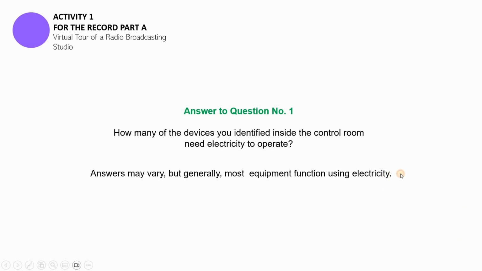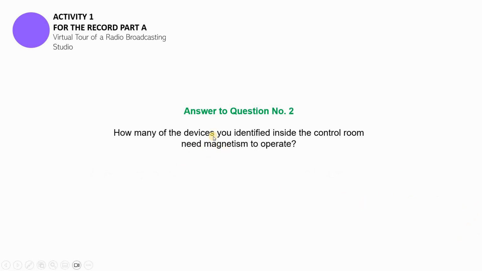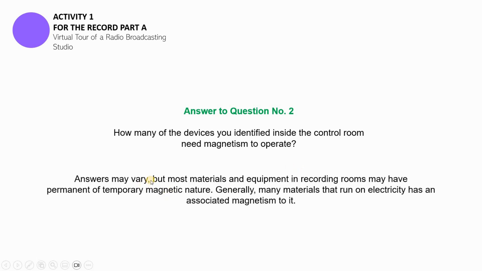Let us now proceed to question number 2. How many of the devices you identified inside the control room need magnetism to operate? For this question, the correct answer may actually vary as well, but most materials and equipment in recording rooms may have permanent or temporary magnetic nature. But generally, many materials that run on electricity have an associated magnetism to it.